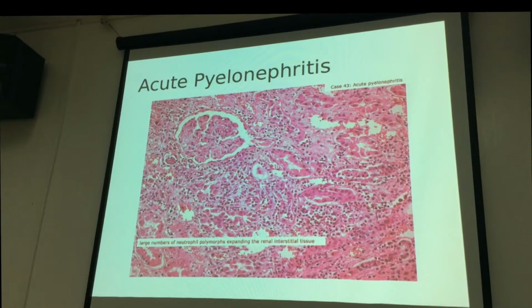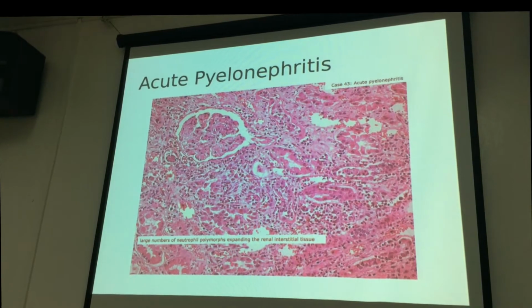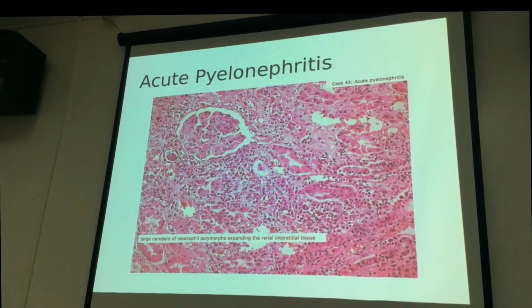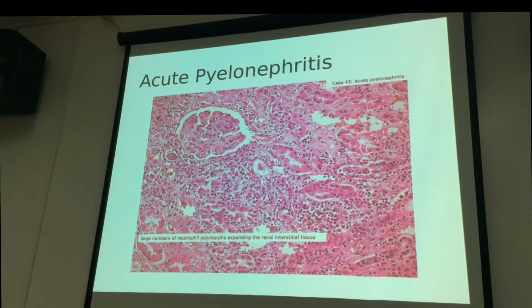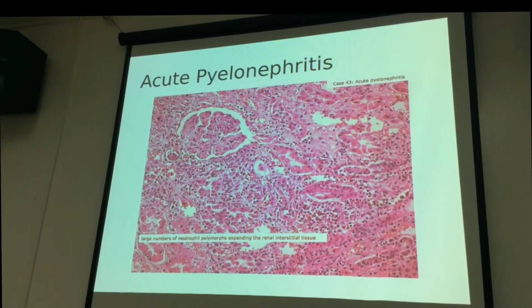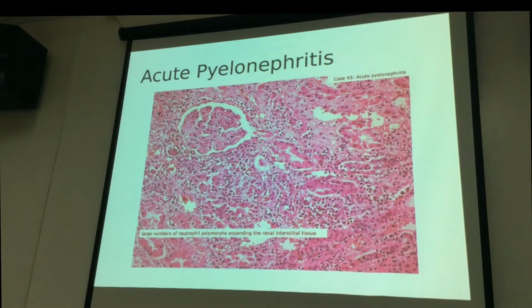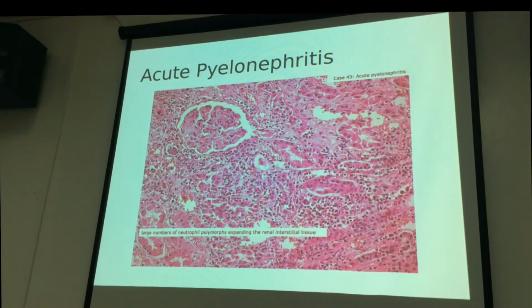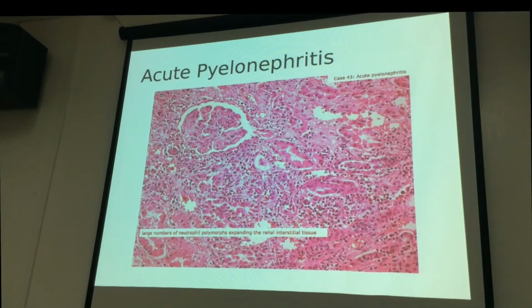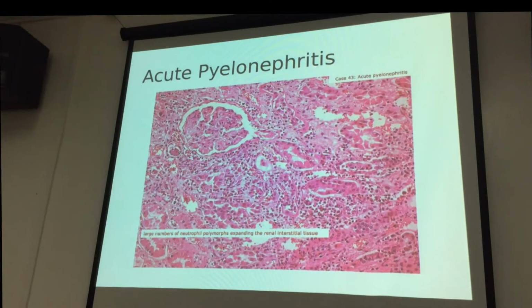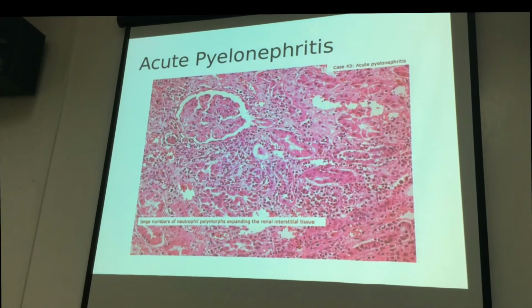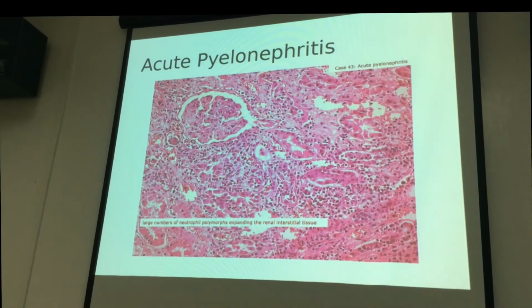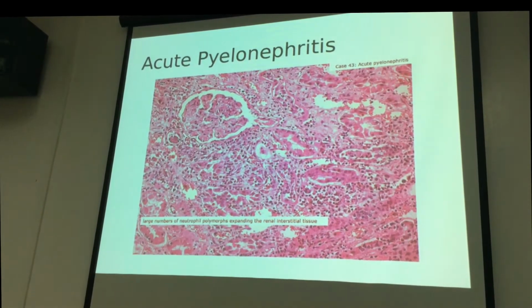Again, you can appreciate the glomerulus at the upper border. It is seemingly uninvolved, or it appears to be normal. And most of the time, it is normal. In cases of acute pyelonephritis, you have to remember that it is only the tubules as well as the immediate interstitium that is affected. Most of the time, the glomerulus is being spared.